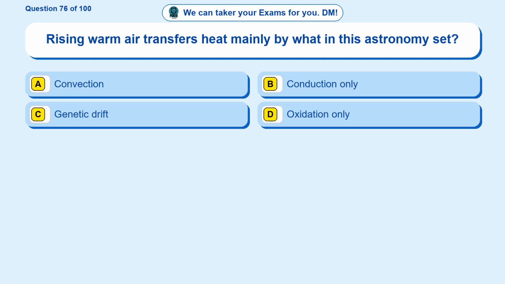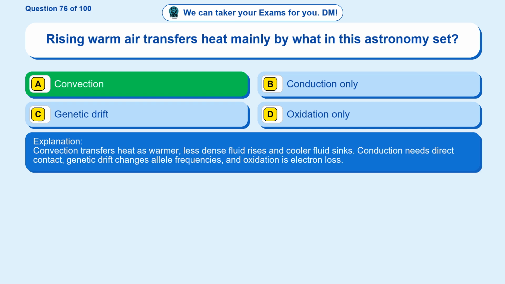Question 76. Rising warm air transfers heat mainly by what in this astronomy set? Option A, convection. Option B, conduction only. Option C, genetic drift. Option D, oxidation only. The correct answer is option A. Convection. Convection transfers heat as warmer, less dense fluid rises and cooler fluid sinks. Conduction needs direct contact, genetic drift changes allele frequencies, and oxidation is electron loss.